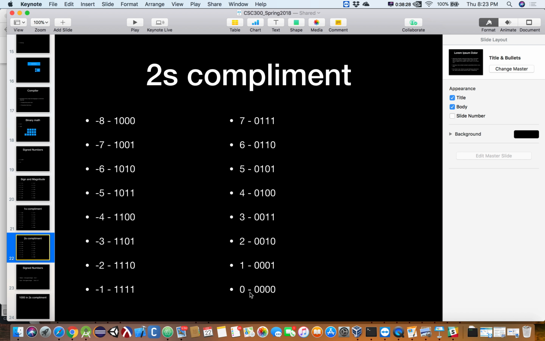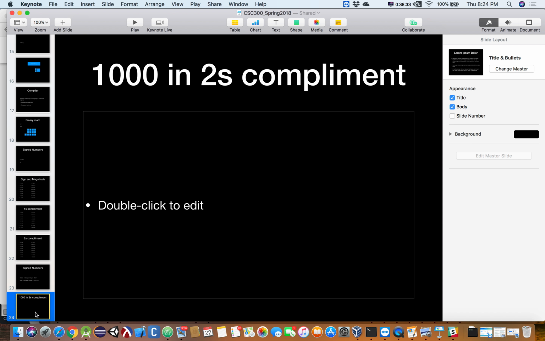Make sense? Yeah, I thought you were actually putting those numbers 1,000. Oh, yeah, well, just the binary, yeah. Okay? So this is in 2's complement.